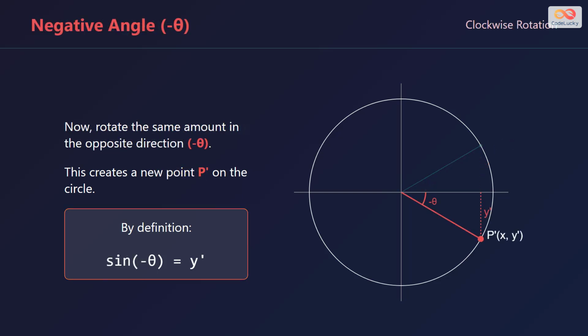Now, let us rotate by the same amount but in the opposite direction. This gives us the angle negative theta. This clockwise rotation lands us at a new point, P'. By definition, the sine of negative theta is the y-coordinate of this new point.